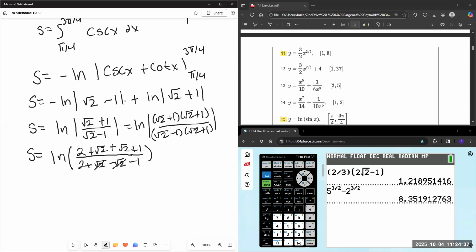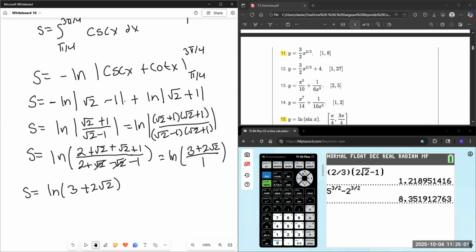Root 2 cancels out, which was the whole goal of that. 2 minus 1 in the denominator is 1. In the numerator, 2 plus 1 is 3 plus 2 root 2. So S is exactly equal to ln of 3 plus 2 root 2.